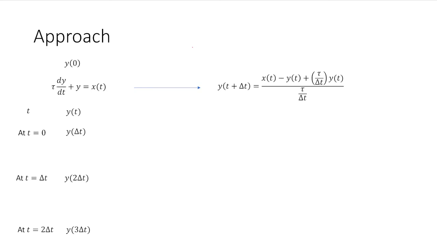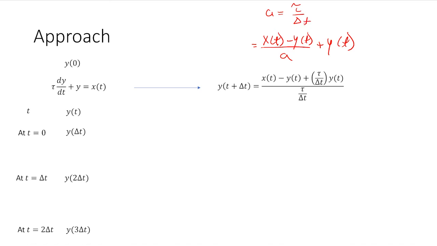This guy is what I ended up with. So on the previous slide, I wrote it as x of t minus y of t divided by a plus y of t, where a equals tau over delta t, okay? So those two things are the same, okay?